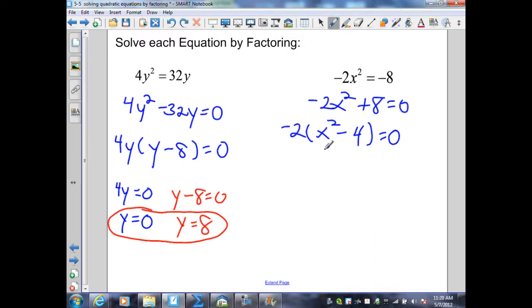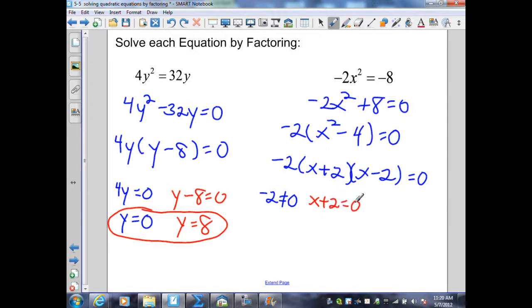This is a difference of squares, so I have to continue factoring. x plus 2, x minus 2 equals 0. Again, I have the first term out here. Negative 2 does not equal 0, but I still want to put that there. x plus 2 equals 0. Solving, I get x equals a negative 2. And finally, x minus 2 equals 0. And when I solve, I get x equal to 2.